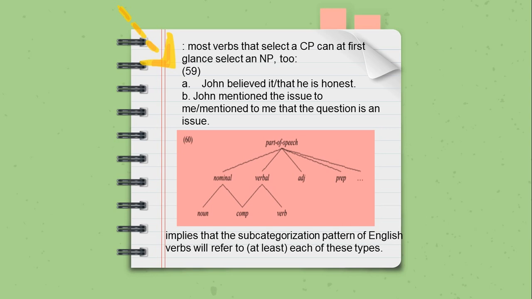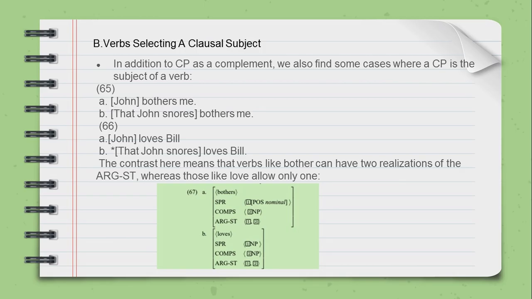Consider the pattern: verbs selecting a clausal subject. In addition to CP as a complement, we also find some cases where a CP is the subject of a verb. A. John bothers me. B. That John snores bothers me. A. John loves Bill. B. That John snores loves Bill. The contrast here means that verbs like bother can have two realizations of the argument, whereas those like love allow only one.